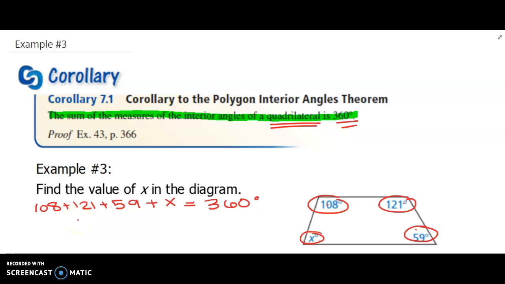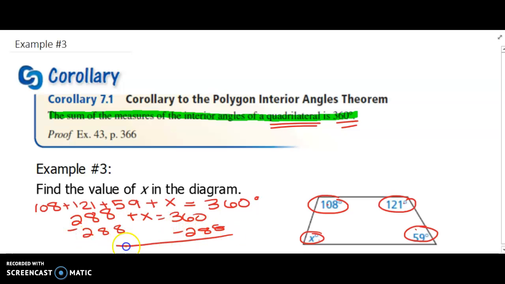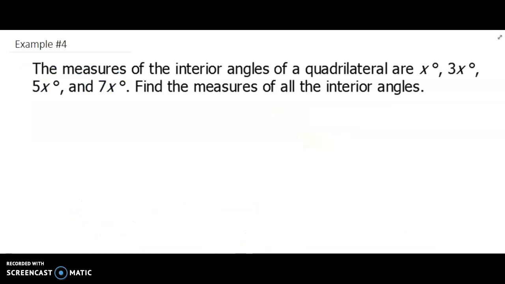Now I've taken a geometry problem and turned it into an algebra problem. So this is just 288 plus x equals 360. Minus 288, minus 288. 360 minus 288 gives me 72. So x is 72. All right, go ahead and use what you've learned and try to do example 4 on your own, and then we will go over it.